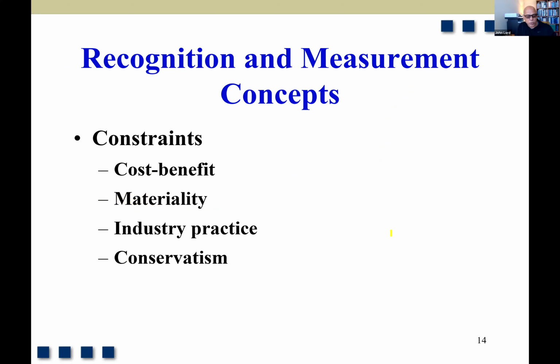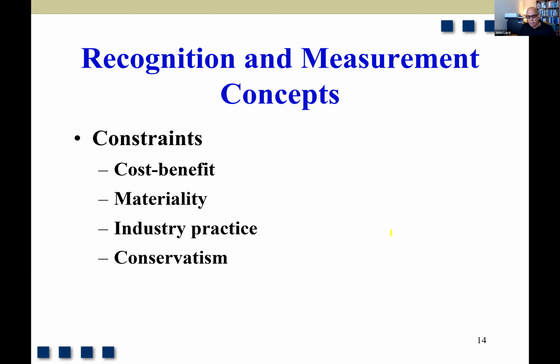Okay. Now, constraints, cost benefit. What happens when FASB looks at a standard? Remember all those different constituents? The benefit to the users has to be more than the cost of providing that information. If the cost of the company providing that information is more than the benefit to the users, the FASB can say, well, we're not going to require companies to provide that information.